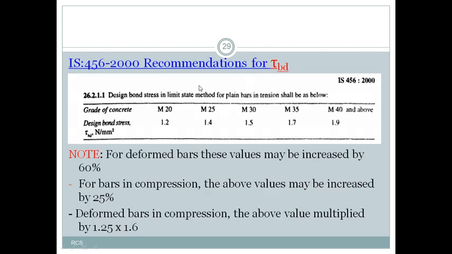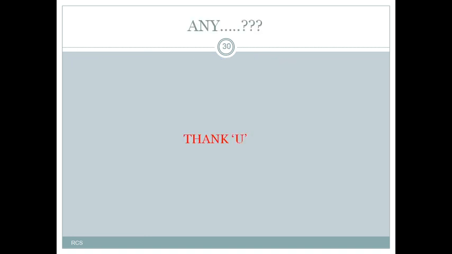Tau bd is the bond stress, given in IS 456-2000. Based on this table, we can calculate what tau bd is. Bond stress in the limit state method for plain bars in tension shall be as given. That is for M20 grade, provided for the limit state method, plain bar in tension, it is 1.2 for M20 grade concrete. And if you are providing a higher grade of steel in the same tension zone, that is Fe415, that will be increased by 60%. Like that we can calculate the development length and substitute in the formula, and we will get what Ld is. So this is all about today's lecture. Thank you.